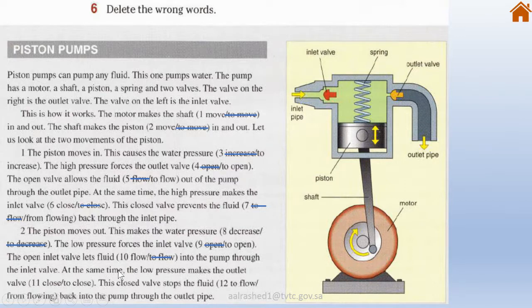At the same time, the low pressure makes the outlet valve close. So we have makes again, like number one. Choose the one without to. This closed valve stops the fluid from flowing. Okay, so we have something like prevent. So we need to choose the one with from and ing on the verb. So this is the correct answer: from flowing back into the pump through the outlet pipe.